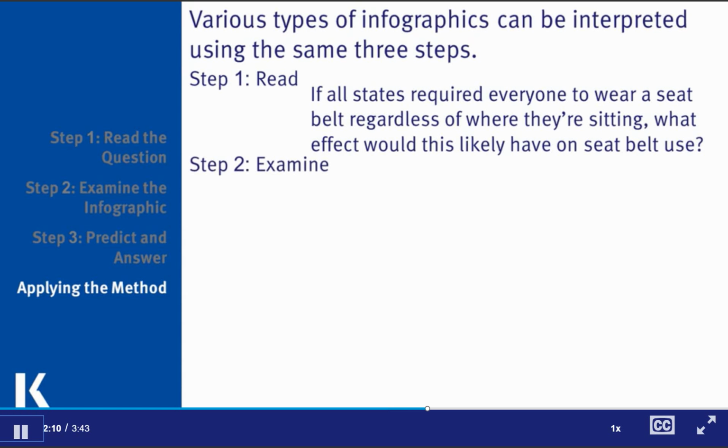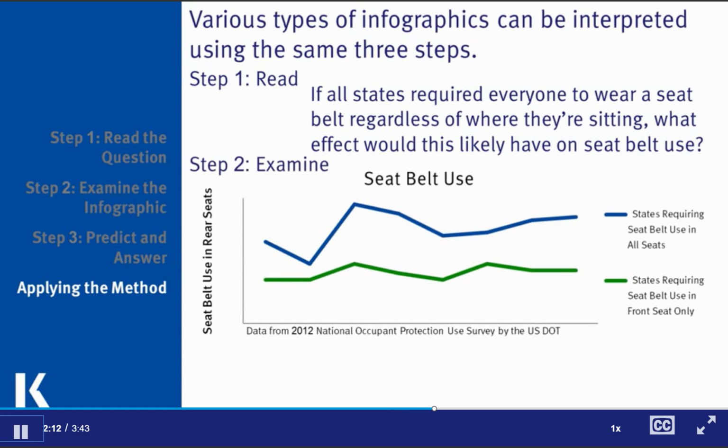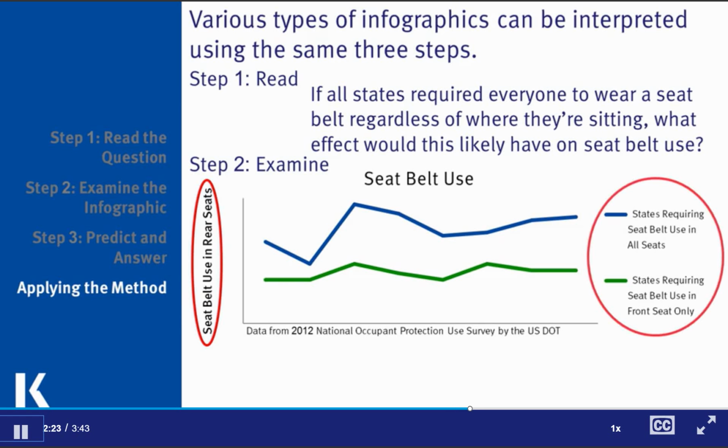Step 2 is to examine the infographic presented. Note that the information given is the seatbelt use in rear seats only. On test day, it'll often be helpful to circle and pay close attention to the key given. In this infographic, the blue line represents states requiring seatbelt use in all seats, while the green line represents states that only require a seatbelt in the front seat.